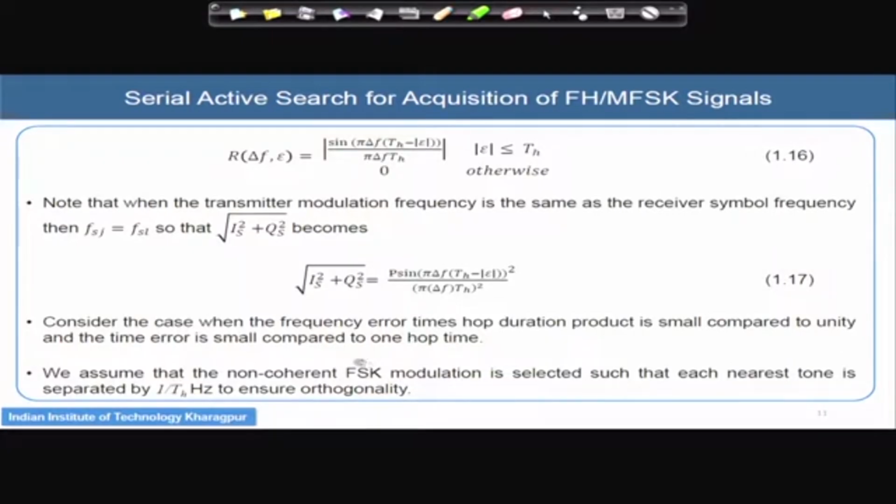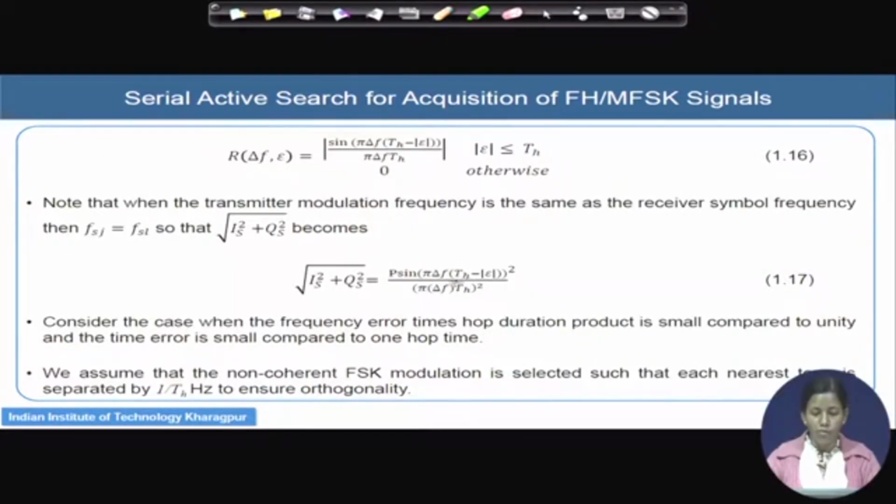Now consider a case when the frequency error times the hop duration, I mean Th minus this term multiplied by this frequency error, is very small. It is so small compared to unity, and the timing error is also very small compared to one hop time. So this is close to unity, and this is very small compared to tau h.